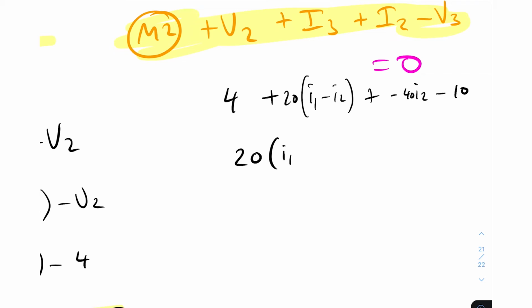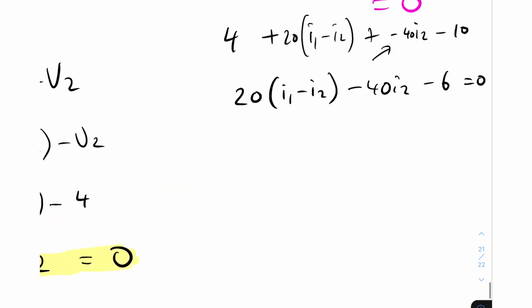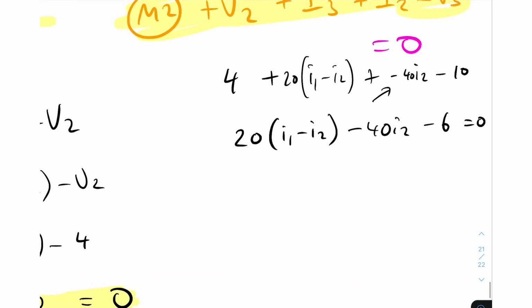So we can say 20 (I1 minus I2). I just realized I made a mistake on the last mesh, but I'll correct that now. 20 times (I1 minus I2) plus, so it's not actually plus, it's minus here, because there you can see it's plus minus 40 I2. So minus 40 I2, and then 4 minus 10 is minus 6, and all of that is equal to 0. And what I forgot to do here is expand out these brackets. So I'm going to expand out these brackets, and then I'll go back and expand that one.